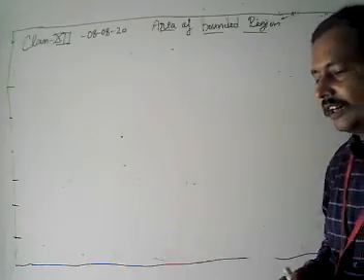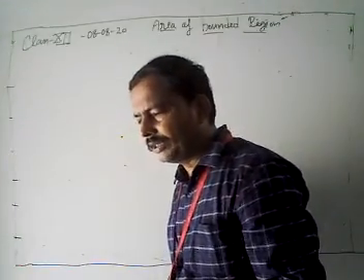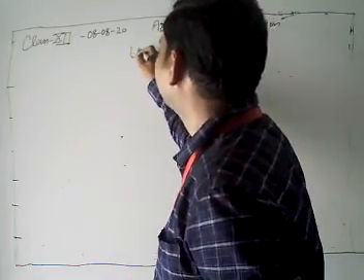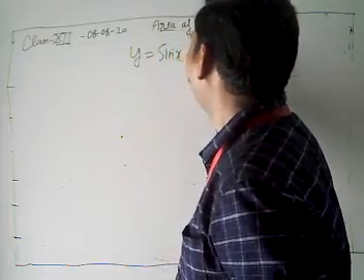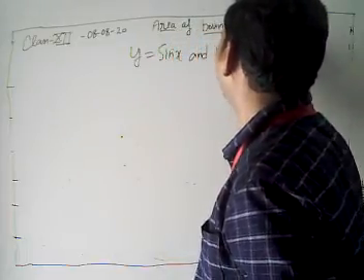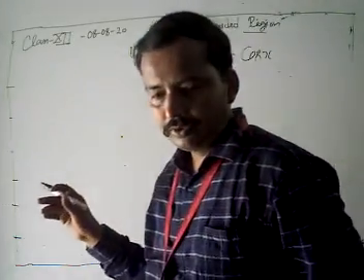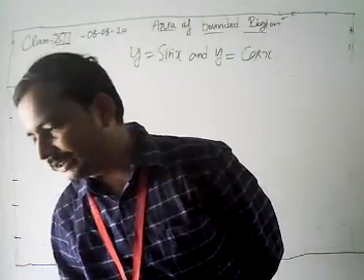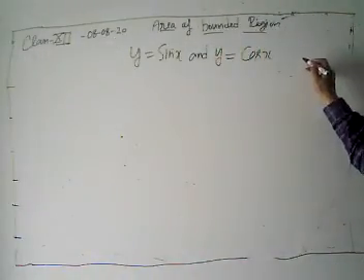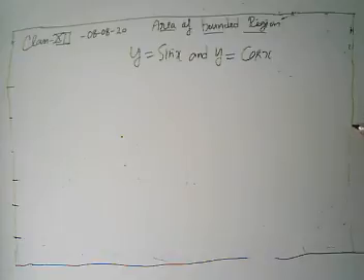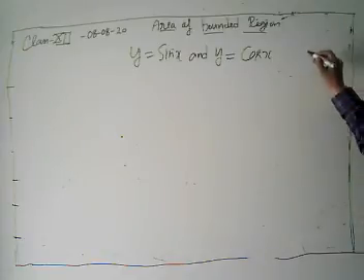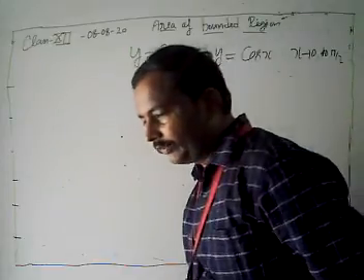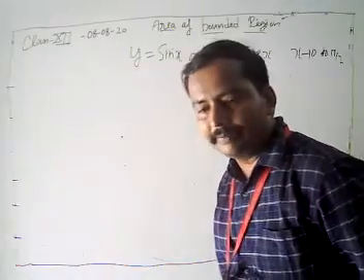For example, we start with one of the NCERT problems: draw a rough sketch of the curves y equal to sin x and y equal to cos x, where x varies from 0 to pi by 2. Then we have to find the area of the region enclosed by them and the x-axis.